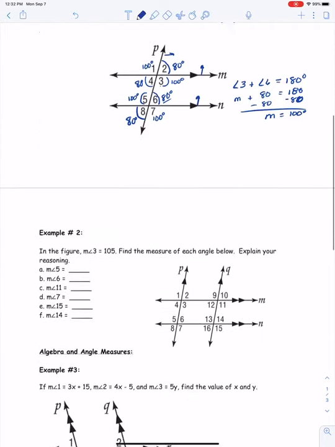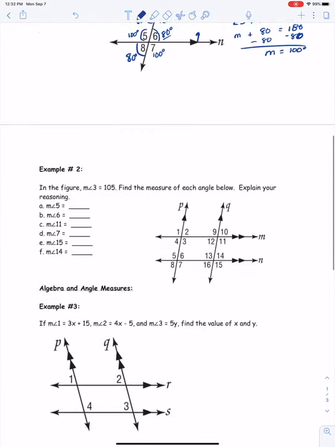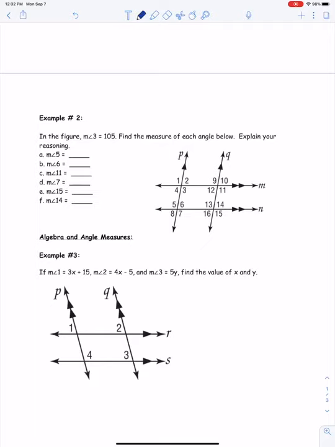So let's move on to example number 2. So why don't you pause the video now and see if you can do this one on your own.